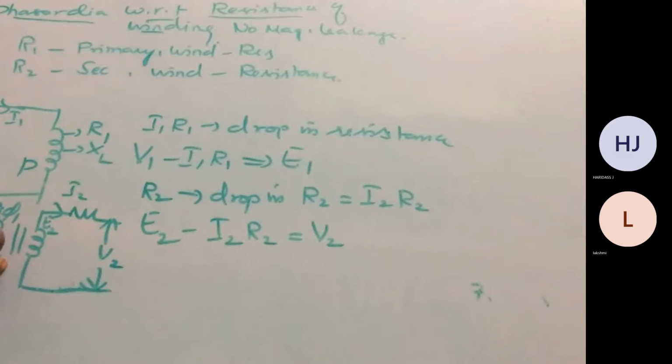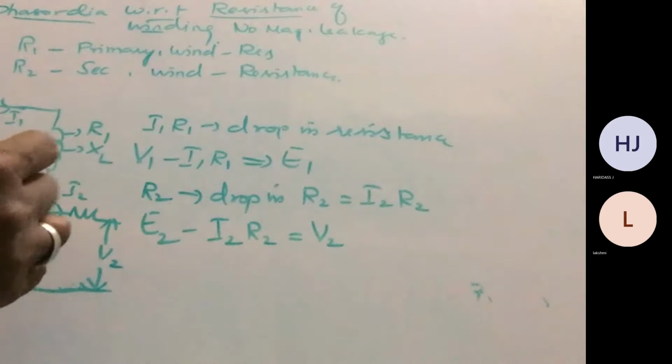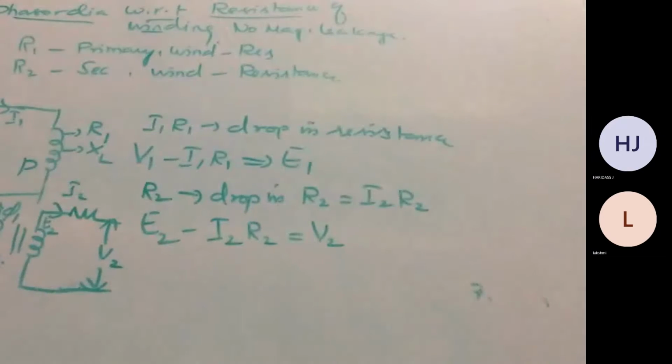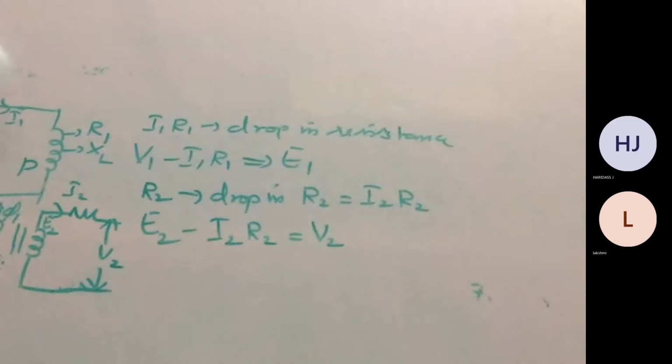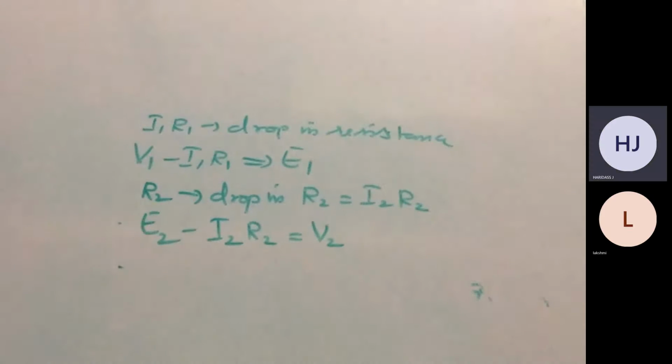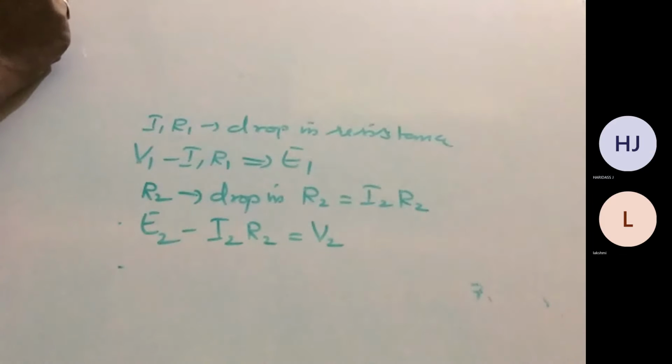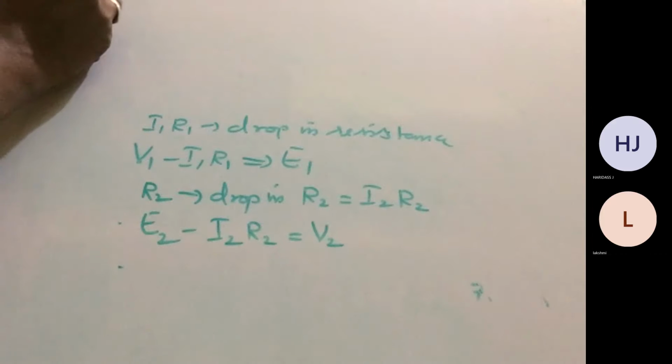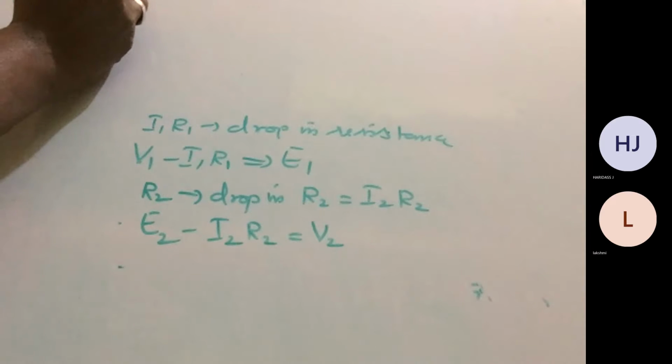Similarly here V1, then I1 flows, so drop occurs in that resistor. So V1 minus I1 R1 gives that E1. So with respect to this, we have to draw the phasor diagram. Okay, understood? Yes, ma'am. Okay. So which one is the reference we had taken previously? I. So I is the reference. So the phasor diagram with resistance.